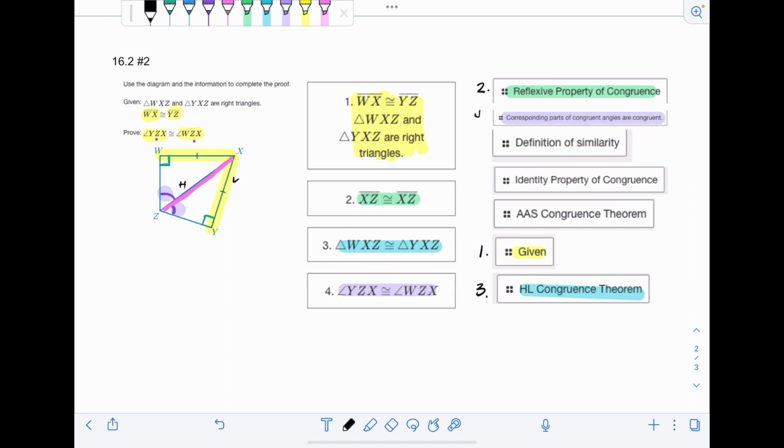I think that's a typo. I'm pretty sure it's supposed to say triangles. Parts of angles wouldn't really make sense. But in your workbook, I think it says triangles, so it should be corresponding parts of congruent triangles are congruent. The angles and the sides are the parts. Okay, so 1 was given, 2 was reflexive property of congruence, 3 was hypotenuse leg congruence theorem, 4 corresponding parts of congruent triangles are congruent.